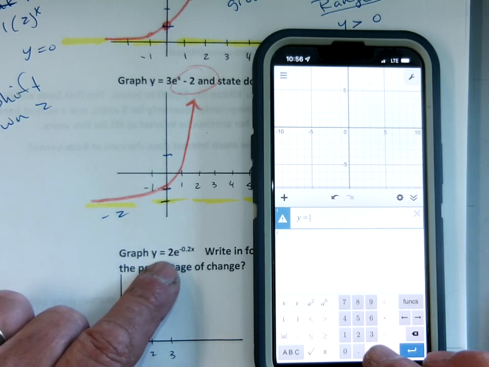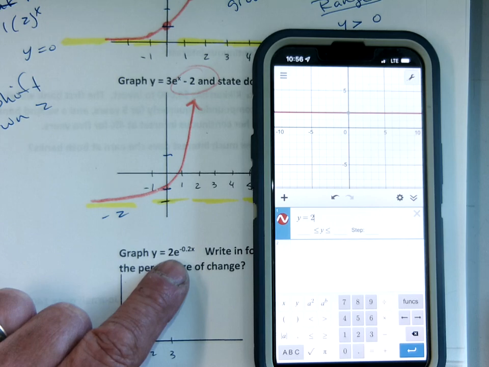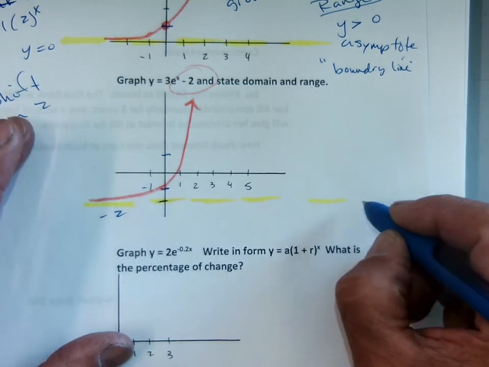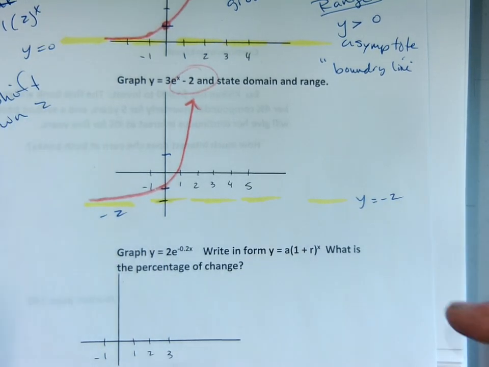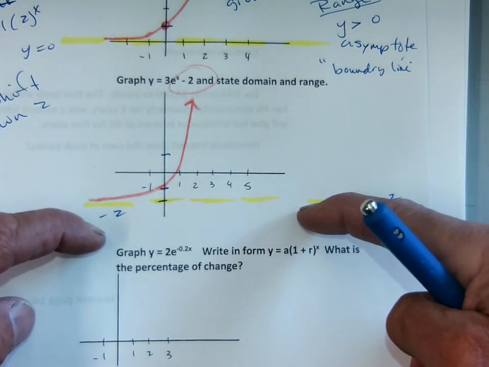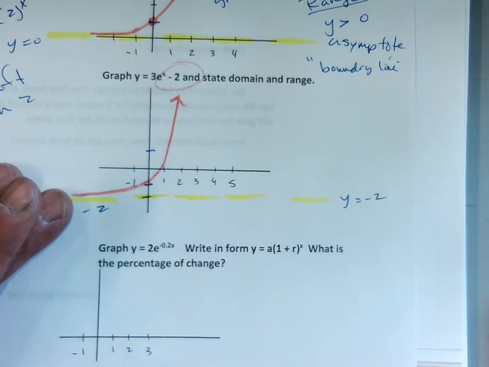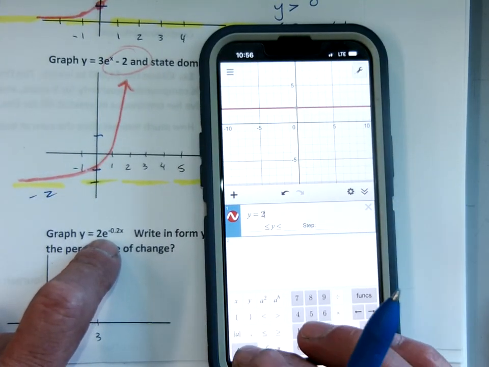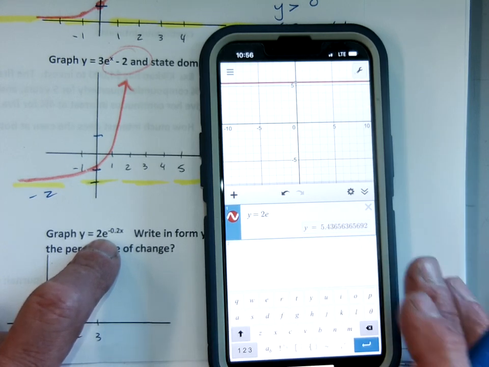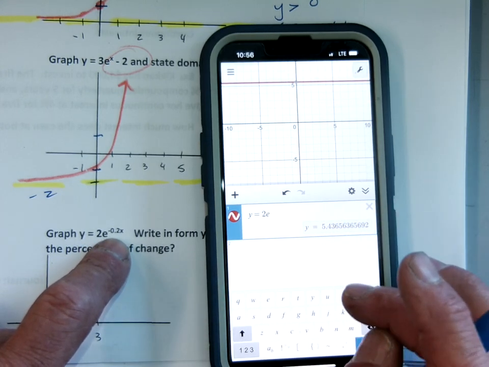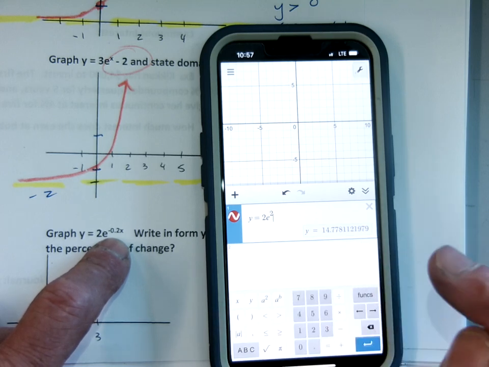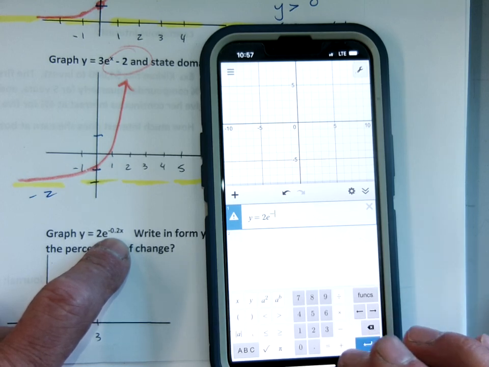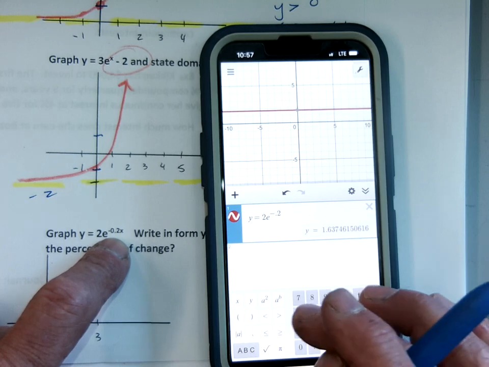So for the one above that, would the asymptote be the -2? Yes. Because we took everything down 2. Cassie, very good question. So number 3, I'm actually going to put on Desmos. I'm going to type in ABC. I'm going to type E. It has E in here. It really does. And to the power of a negative 0.2x, okay?